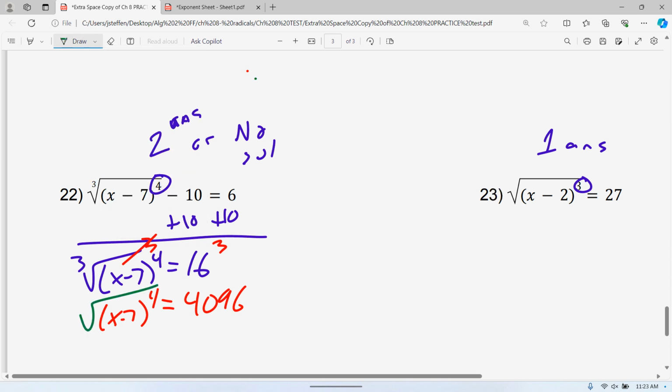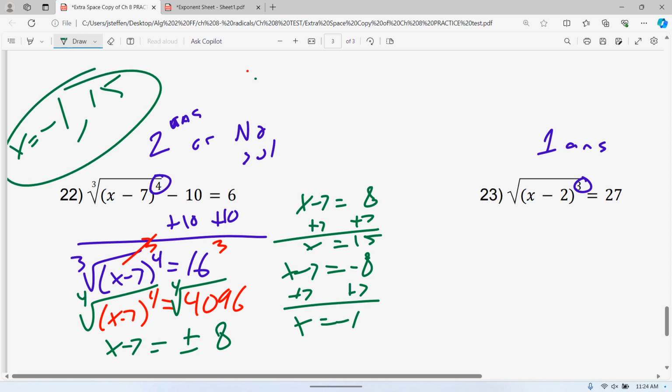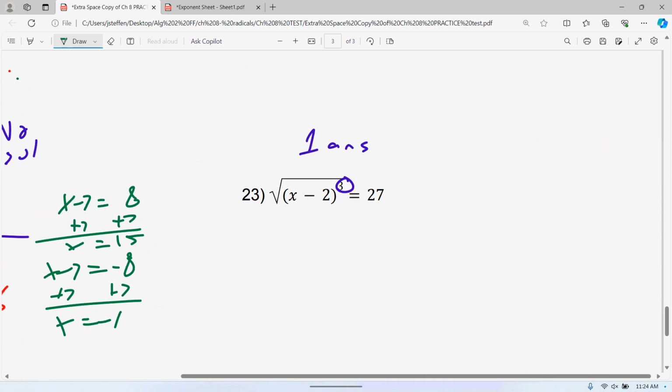From here, take the fourth root of both sides. Now, since we cancel out an even exponent, that is why we end up needing the plus or minus 8. So x minus 7 is equal to positive 8. x minus 7 is equal to negative 8. So you add 7 to both of these. One of them, you get 15. You get negative 1. So x is equal to negative 1 and 15 is your answer for that. Two answers.